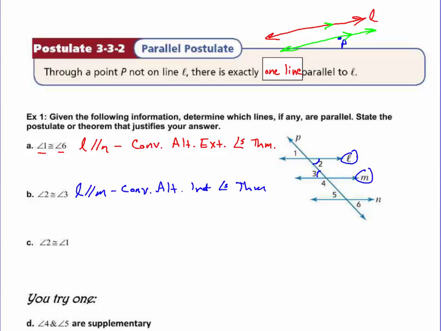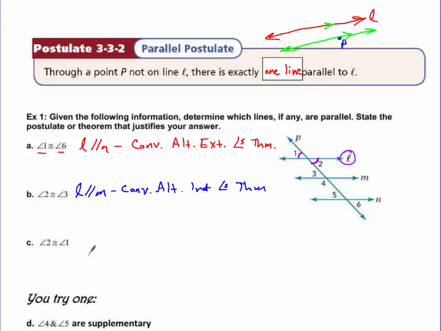And the last one says angle 2 is congruent to angle 1. Okay, why is angle 2 congruent to angle 1, first of all? Well, angle 1 and angle 2 are vertical angles. They're formed by two intersecting lines. So the only lines involved in making angle 1 and angle 2 are the transversal P and line L.